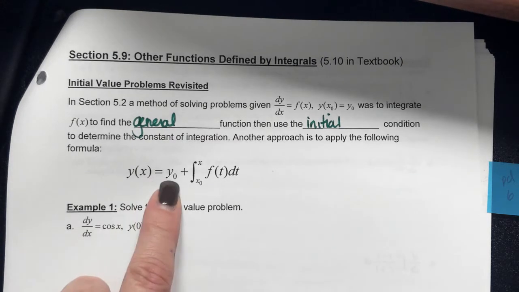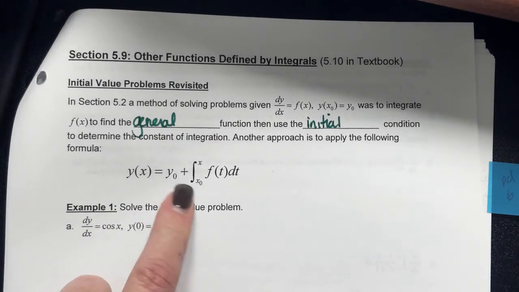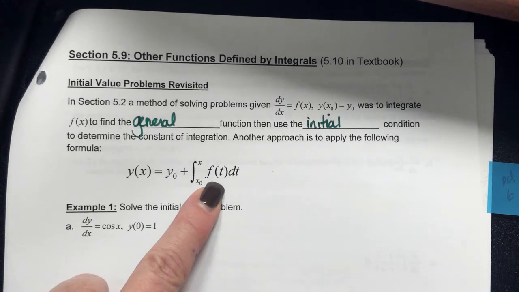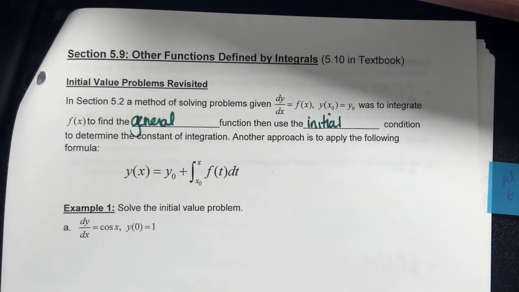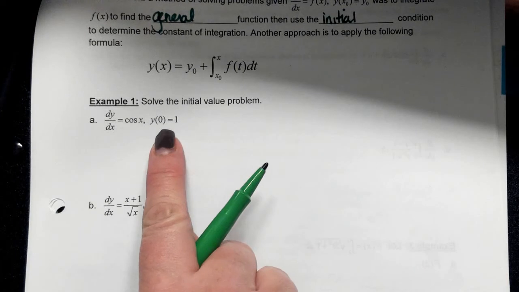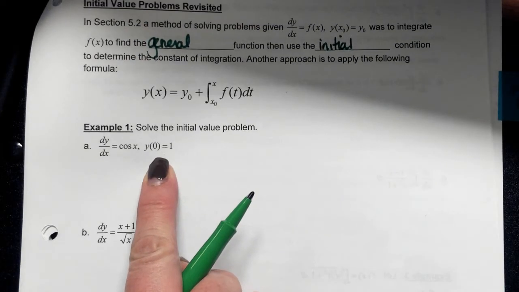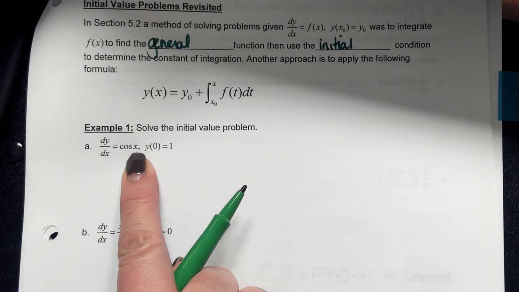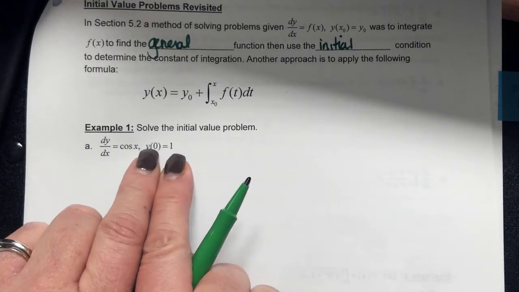That is, take your initial condition y of 0, add it to the integral from x sub 0 to x of f of t dt. So for example, taking a look at 1a, I'm giving you the derivative of cosine x. I'm giving you the initial condition y of 0 is equal to 1. So what we were doing before is I would integrate cosine x, and I would have to write the plus c, and then I'd plug in the 0 for x and set it equal to y, and then I would solve for c.